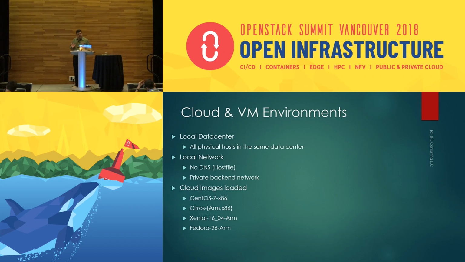OK, and a little bit about the environments that we ran it in. We ran all of these tests in the same Packet data center. Packet has multiple data centers you can deploy across. Just to keep all the tests consistent, we ran them all in the Newark data center. We didn't use any type of DNS. Instead, we had Terraform configure a host file, and we put all the host entries in there to reduce any type of external dependencies. And then we uploaded a bunch of VM images that we had available across both x86 and ARM.